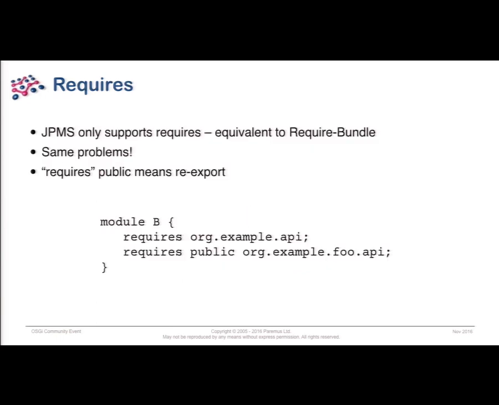JPMS only supports requires. So it's essentially equivalent to require bundle. And it has the same problems. I can also say requires public. And requires public means re-export. So I can say requires example API and requires public example foo.api. And this foo.api is re-exported by my module. So anybody depending on module B will also get the package example foo.api. We have a very similar re-export in require bundle in OSGi.